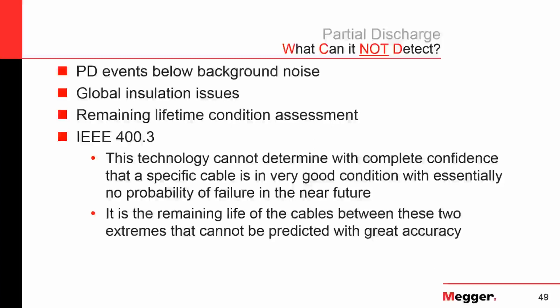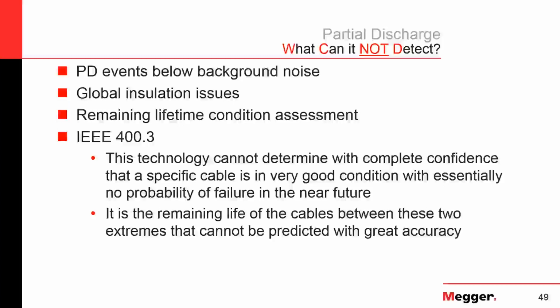So what can partial discharge not detect? It cannot detect partial discharge events below the background noise. Oh, this is field testing. There's going to be some background noise. You're not in a Faraday cage. That is part of the measurement, is to measure the background noise, know where our threshold is, but if your PD events fall below that background noise, we're not able to detect it.